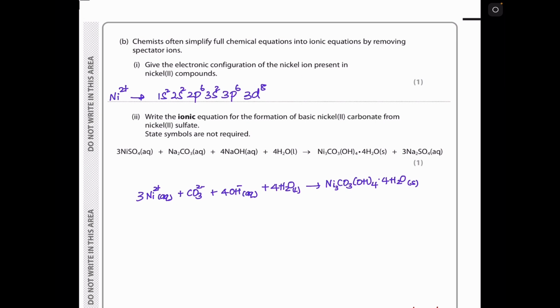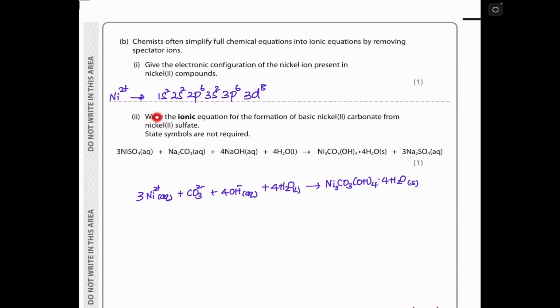Chemists often simplify full chemical equations into ionic equations by removing spectator ions. Give the electronic configuration of the Ni2+ ion present in nickel(II) compounds. Ni2+ is going to be 1s2, 2s2, 2p6, 3s2, 3p6, 3d8. Of course, it has lost the two 4s electrons.